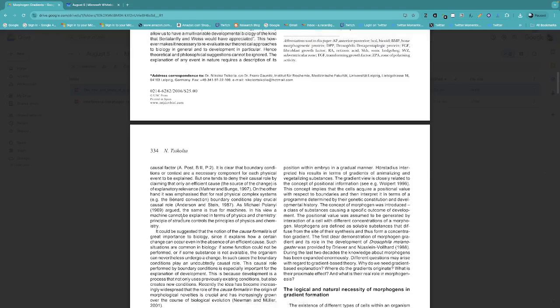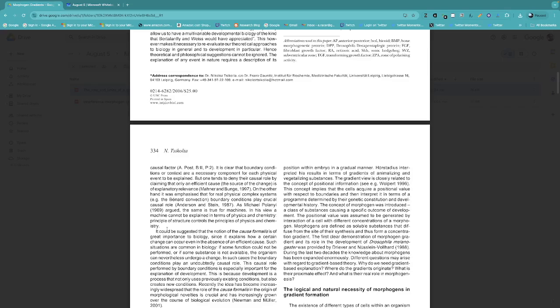As Michael Polanyi argued, the same is true for machines. In his view, a machine cannot be explained in terms of physics and chemistry. The principle of structure controls the principles of physics and chemistry. So the structure actually controls the principles of physics and chemistry, maybe within a compartment or at the global scale.